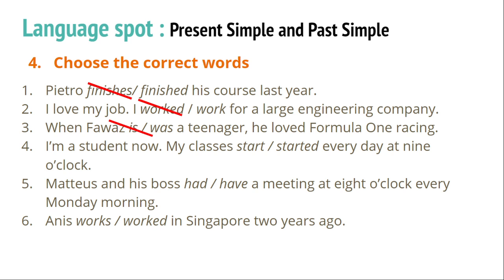I am a student now. My classes started or start every day at 9 o'clock. So we have an indication of the present here, and we have a habit or an expression of daily routine. So we say my classes start. Marius and his boss have or had a meeting at 8 o'clock every Monday morning. So it is they have. Anis works or worked in Singapore 2 years ago. So 2 years ago is an indication of the past. So we say Anis worked.